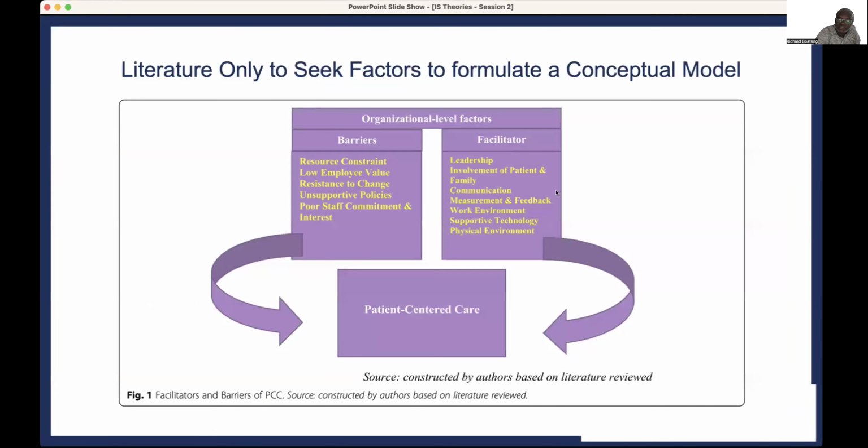There was literature that pointed out the facilitators. But when he looked at it, there was other literature that talked about the barriers. He put them together as the barriers against the facilitators, and then all of these have an influence, like a force field diagram. All of them have an influence on the outcome, that's patient-centered care, so that you can be able to look at all of the factors together. So that's what he did in this study.